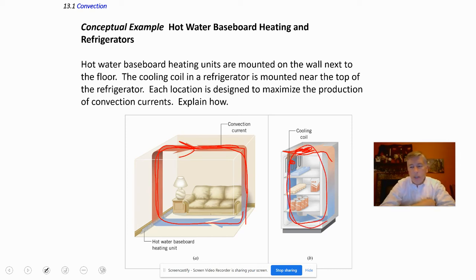So each location is designed. Sometimes in basements we have heating vents on the ceiling, but that's more just the way it works. It's actually better to have heating vents on the ground. And technically it would be better if we had some cooling vents up top, but that doesn't always happen.